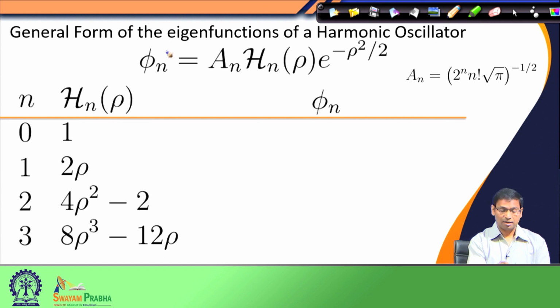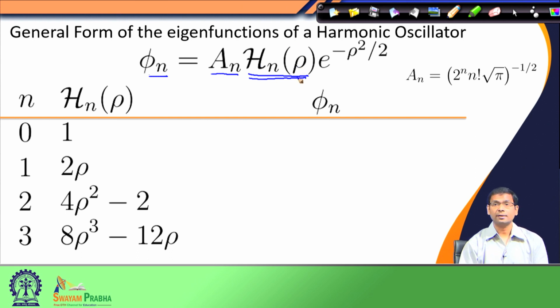So, the general form of the eigenfunctions of the harmonic oscillator is given here, which is phi n. It has a normalization constant a n multiplied by this H n. This H n is called the Hermite polynomial. So, in this case H n is the nth order Hermite polynomial in the coordinate rho.